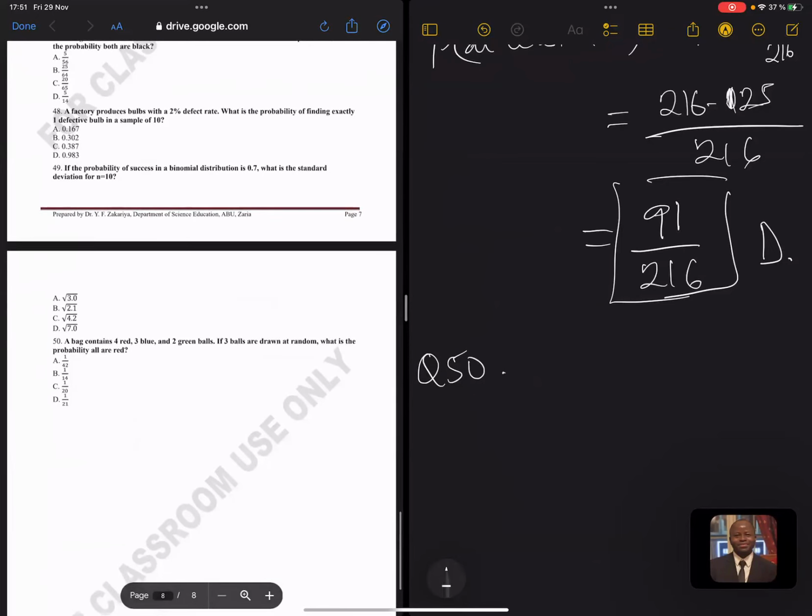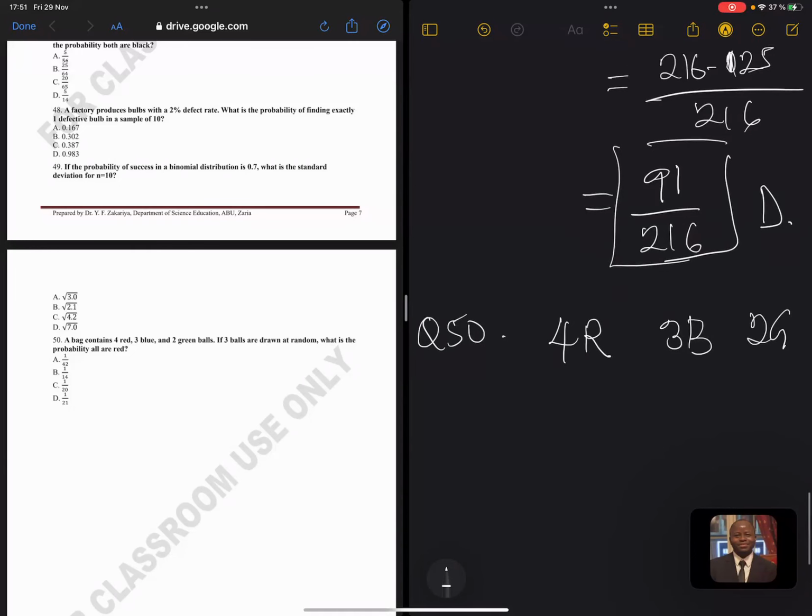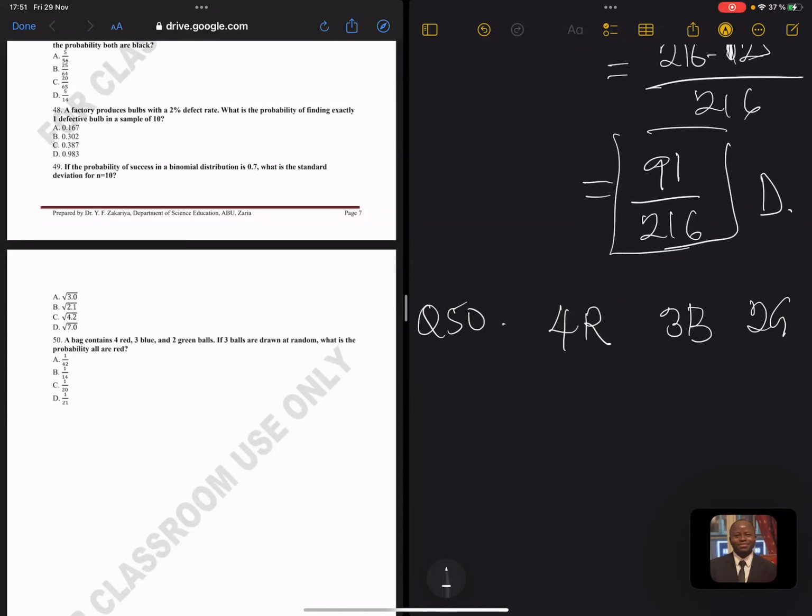Question 50 says, a bag contains 4 red, 3 blue, and 2 green balls. If 3 balls are drawn at random, what is the probability that they are all red? Probability of red, red, red. This is a very important probability question.